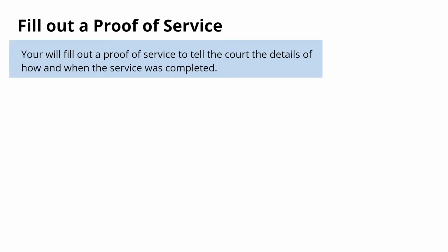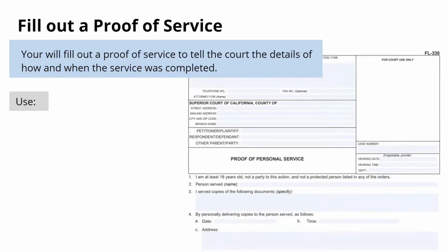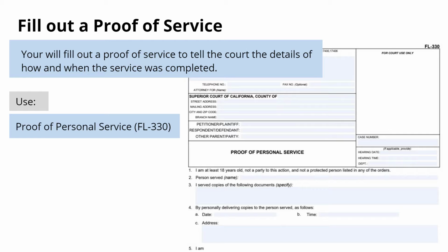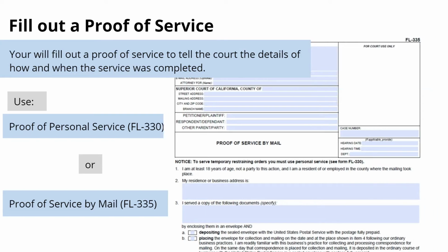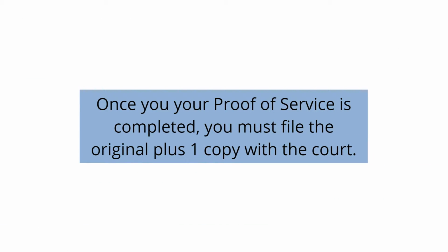Your server will fill out a proof of service to tell the court the details of how and when the service was completed. Use either Proof of Personal Service, FL330, or Proof of Service by Mail, FL335, depending on which method was used. Once your proof of service is completed, you must file the original plus one copy with the court.